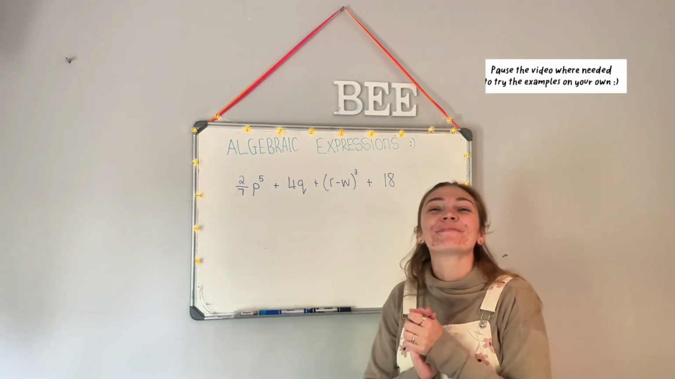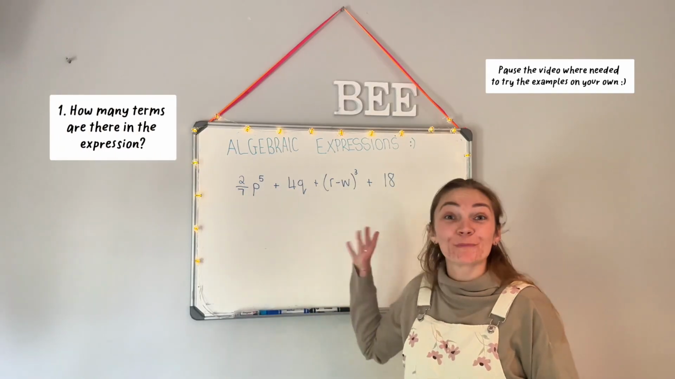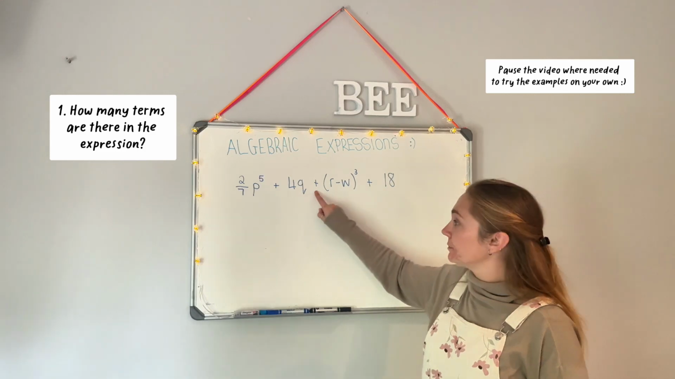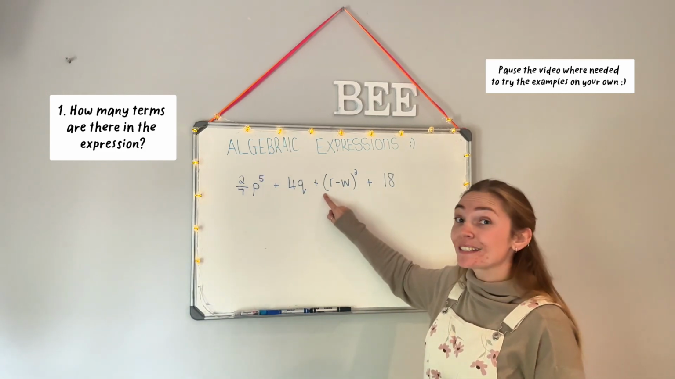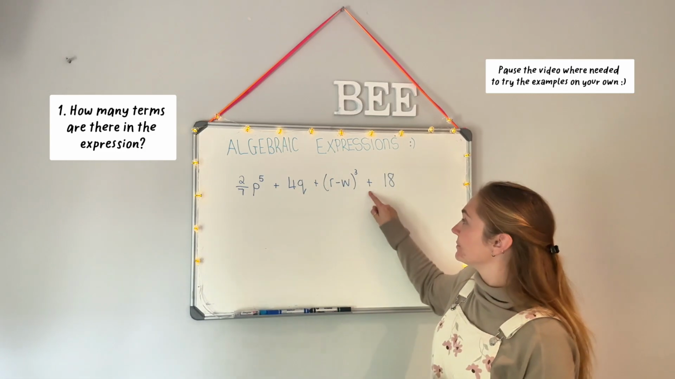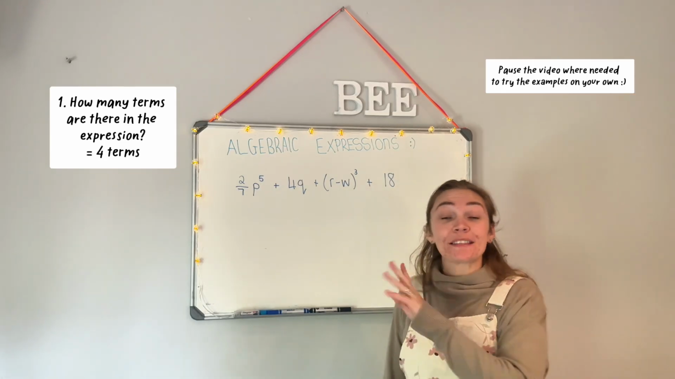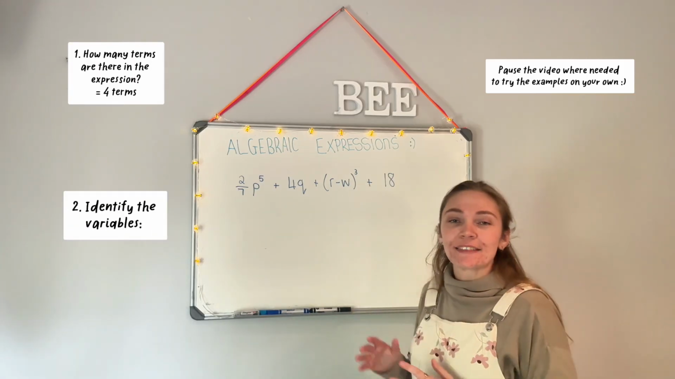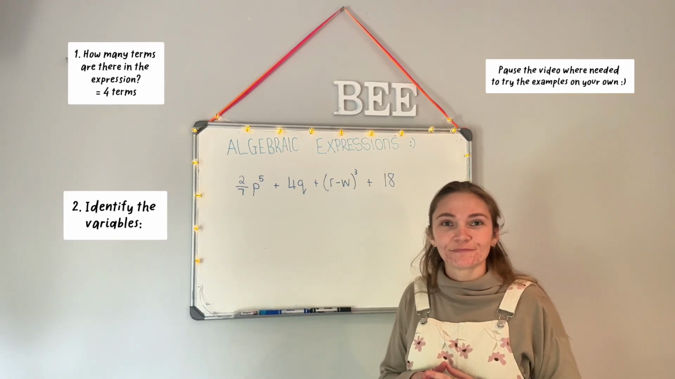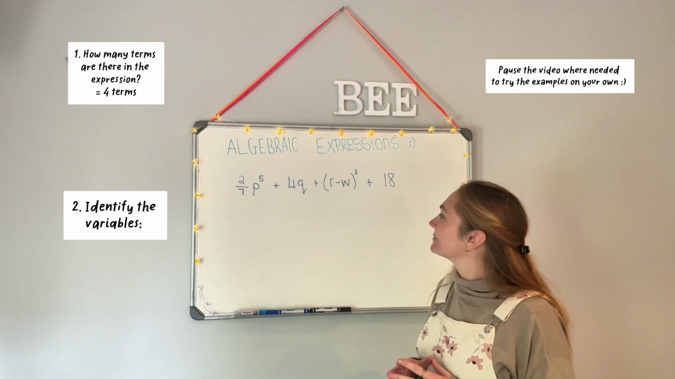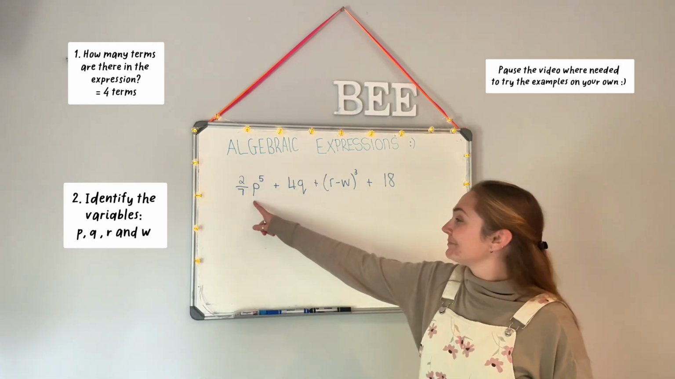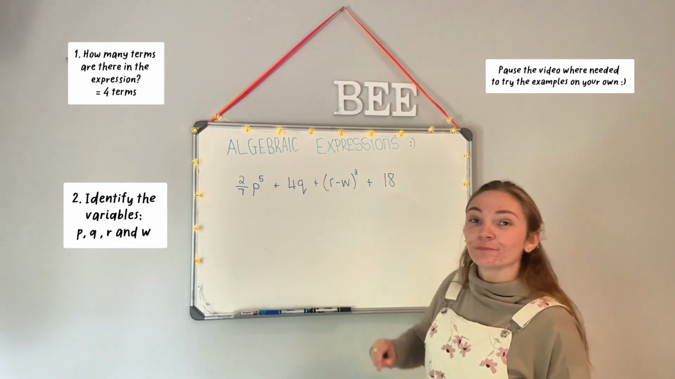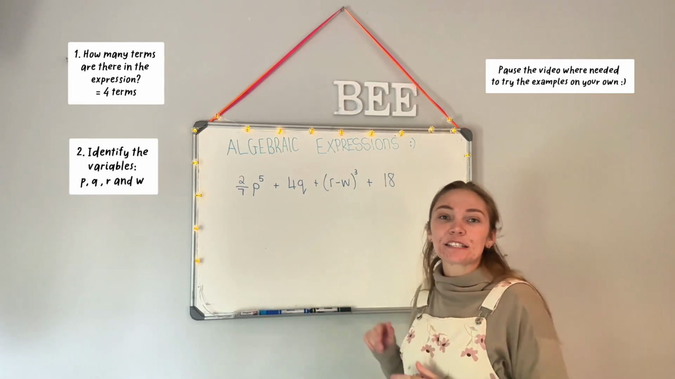Now you try. First, let's look at how many terms are in this expression. We've got 1, 2, 3, because it's in brackets, 1 term. 4. So we have 4 terms in this algebraic expression. Now I want you to identify the variables in this expression. P, Q, R, and W. Those are all the variables in this expression.